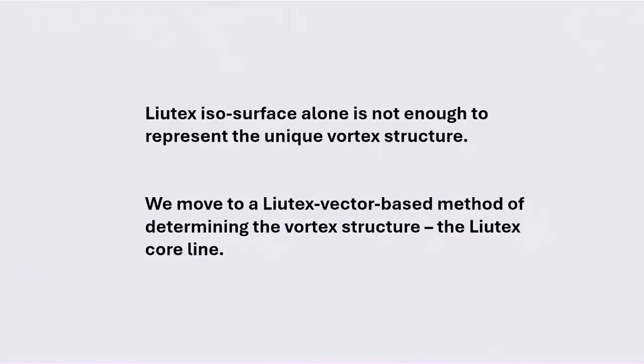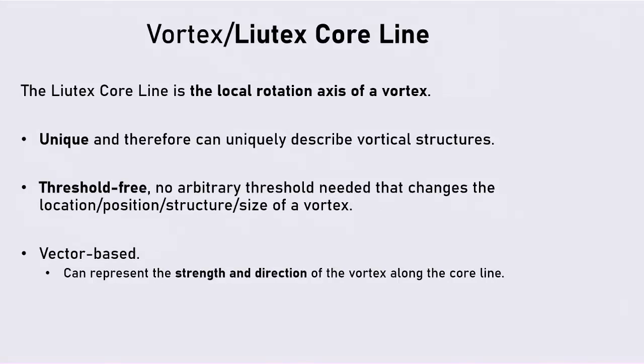So we'll move on to a Liutex vector-based method of determining the vortex structure, the Liutex core line. The Liutex core line is the local rotation axis of a vortex. It is unique and therefore can uniquely describe vortical structures. It is threshold-free. That means there's no arbitrary threshold that is needed that changes the location, position, or structure, size of a vortex. It's vector-based, so it can represent the strength and direction of the vortex along the core line simultaneously.